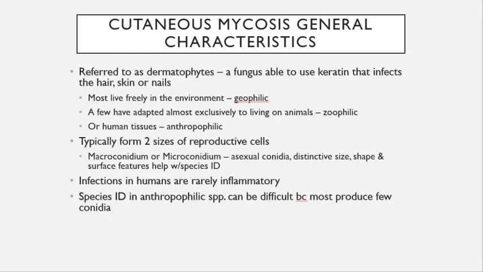Typically, they form two sizes of reproductive cells, macroconidium and microconidium. These are asexual conidia. They have distinctive sizes, shapes, and surfaces that help with species ID. Infections in humans are rarely inflammatory. Species ID in anthropophilic species can be difficult because most produce very few conidia.